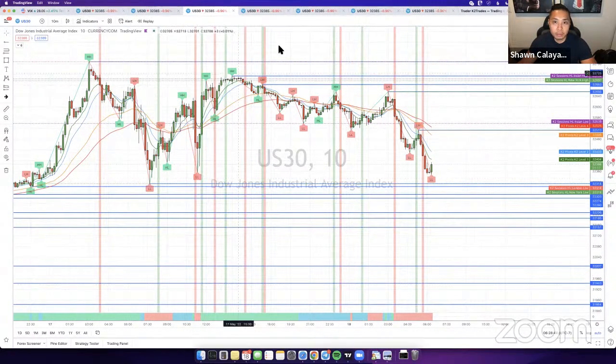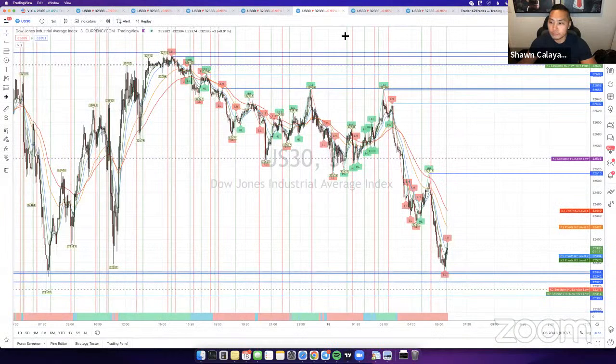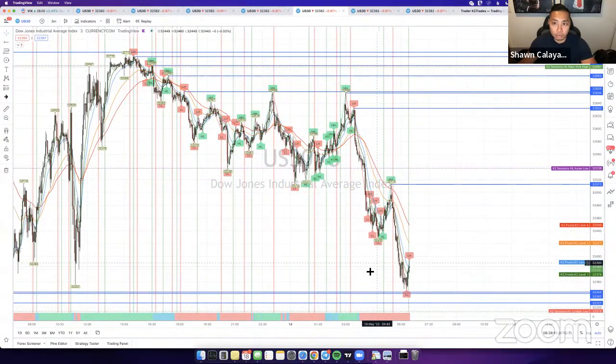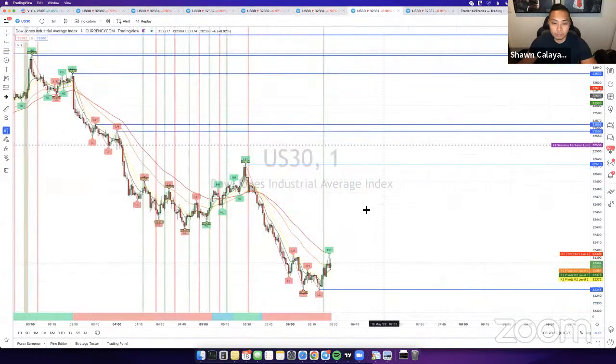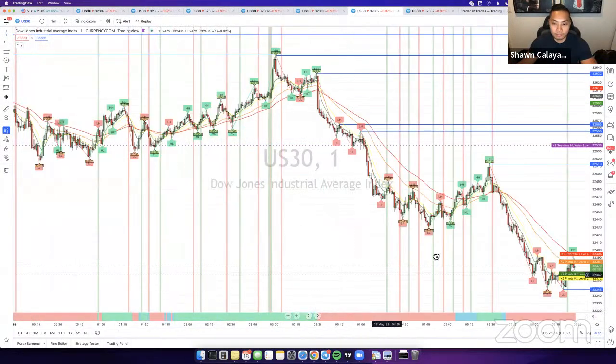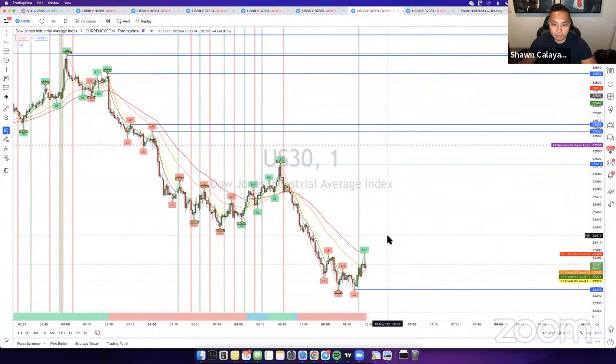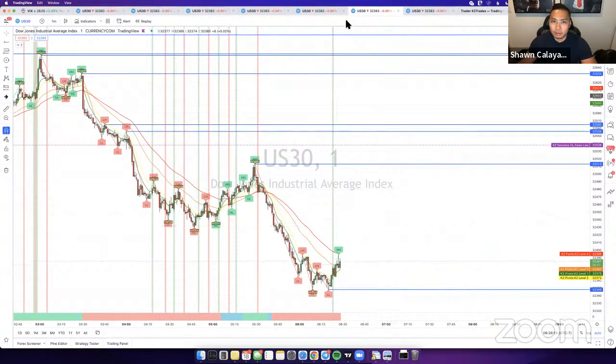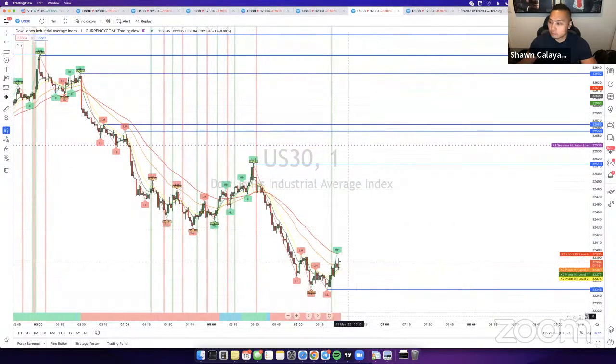So market's going to open in about a minute and 10 seconds. When the market does open, as I mentioned earlier, we're looking for sells today. So probably going to be looking for a sell signal to confirm that. Other than that, I think we're good for the most part.